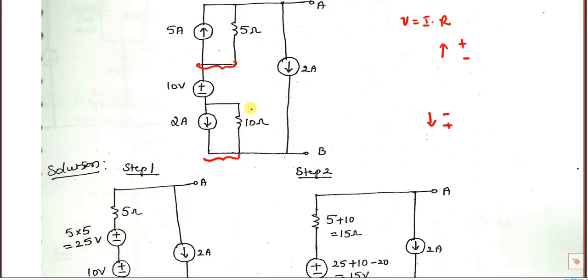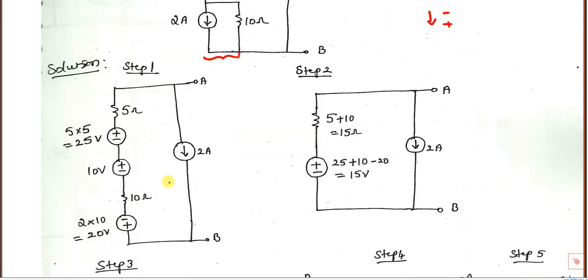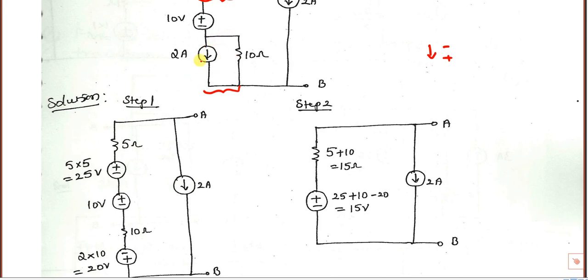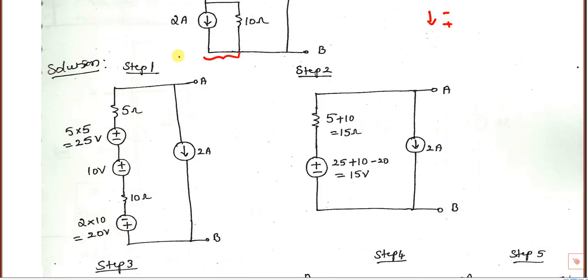So the 10 volts you have to retain as it is. This I'm converting into a voltage source. This I'm converting into a voltage source. So 5 into 5 is 25 volts, arrow mark side plus. The same resistance you have to connect in series. Here 10 into 2 is 20 volts, arrow mark side plus. The same 10 you have to connect in series.